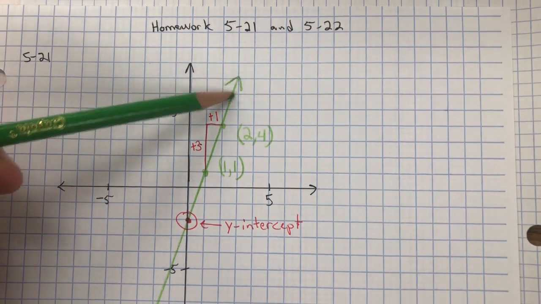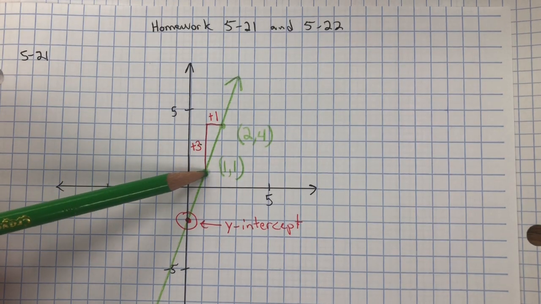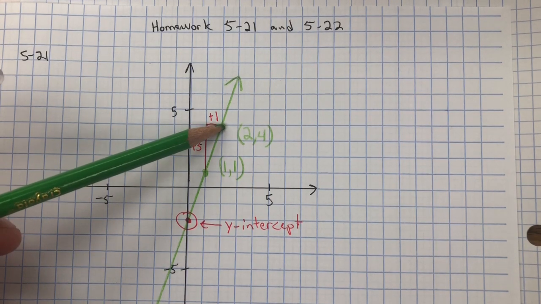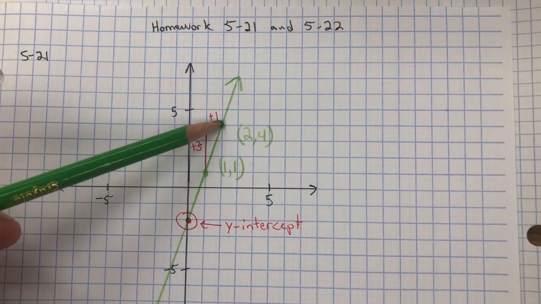So I connected the 2 points with the line, and you can see from one point to the next is 3 on the y over 1 on the x. So the growth is 3 over 1.